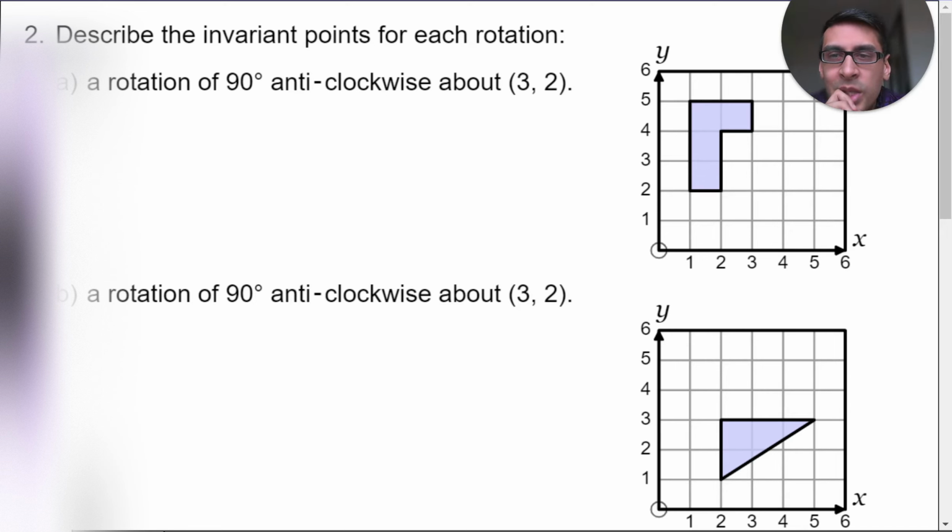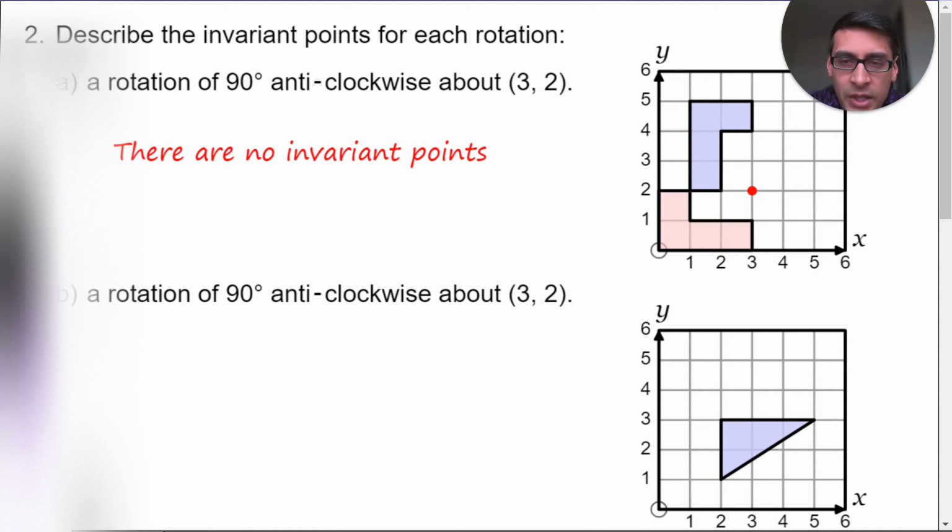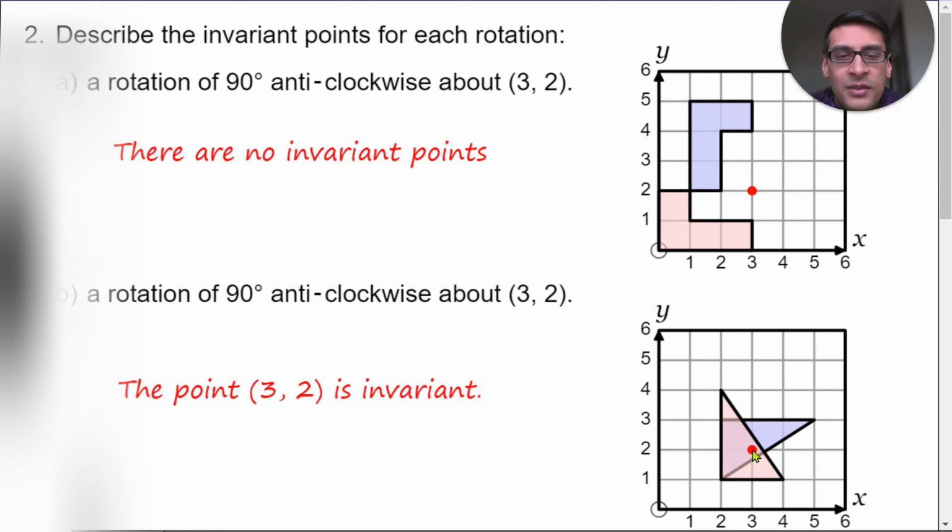Okay, so you should have had a go with this. If you rotate this shape around the point (3, 2), you can see automatically it's not going to have any points of invariance because the whole shape is going to be in a different place. For question B, rotating about (3, 2), this time the center of rotation is inside the shape. Once you rotate it, that point hasn't moved. So because it hasn't moved, (3, 2) is invariant. So that's rotations.